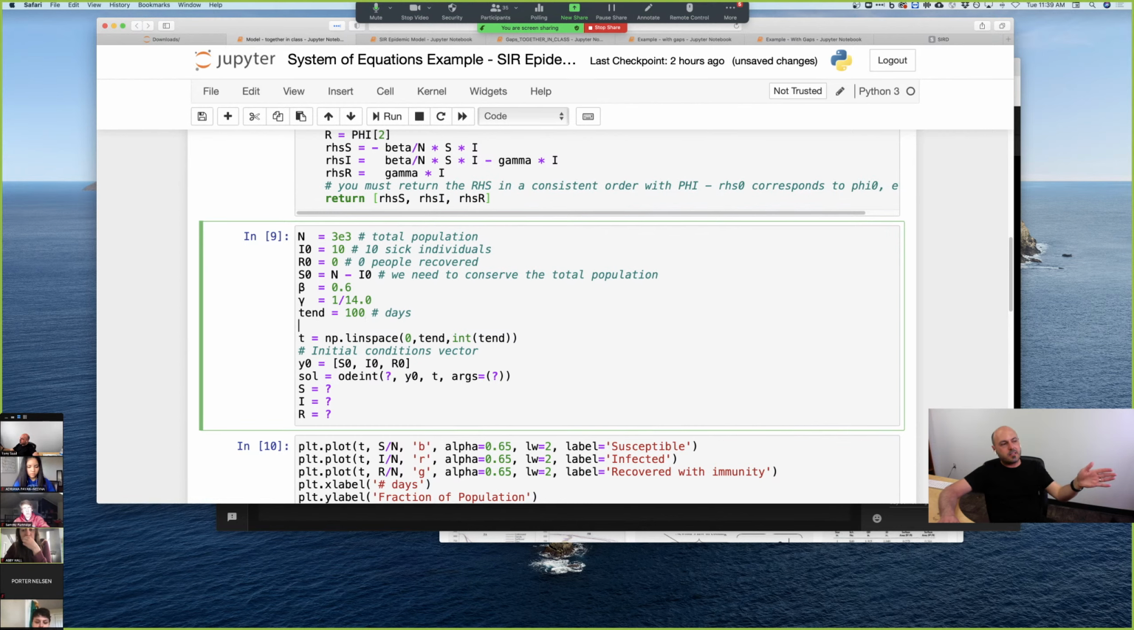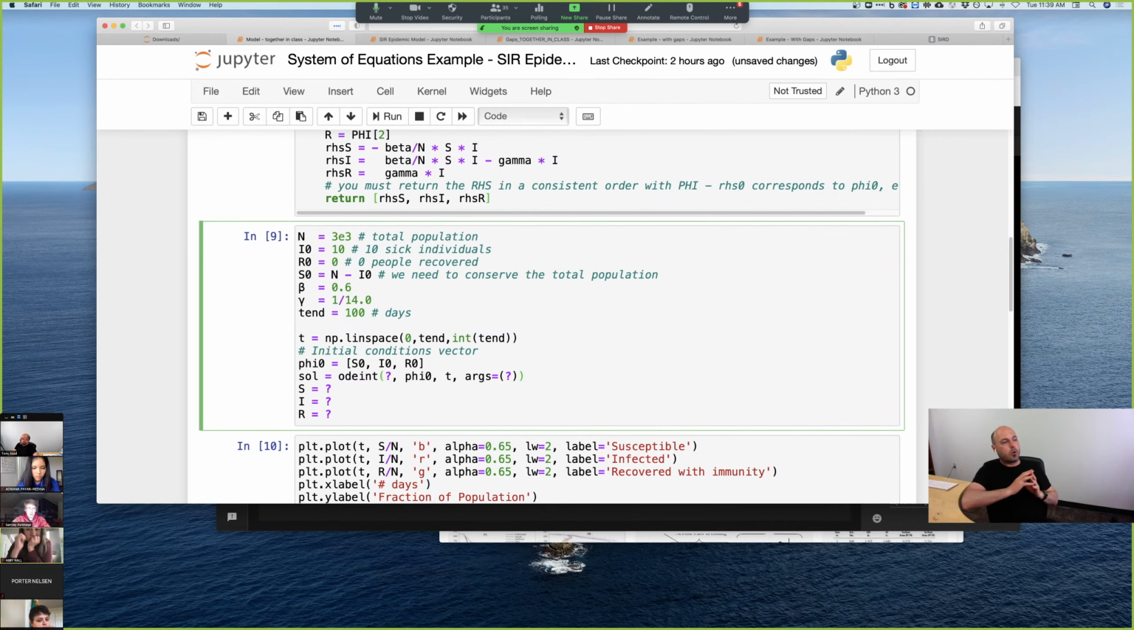Our units are days. Then we declare our t end. Okay, I want to do 100 days. So I put here int t end. Is this what you have in your notebook? Okay. Now I still need to declare my initial condition vector, which I'll call phi0 instead of y0. It's going to be, again, in the order we intend, S0, I0, R0, okay? So you also have to change here phi0.